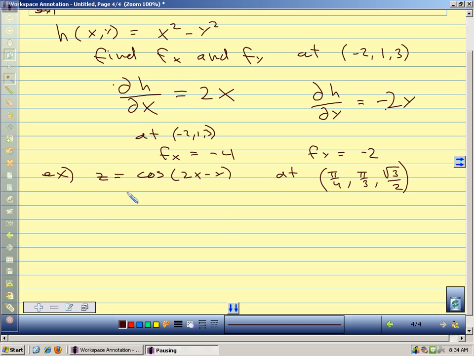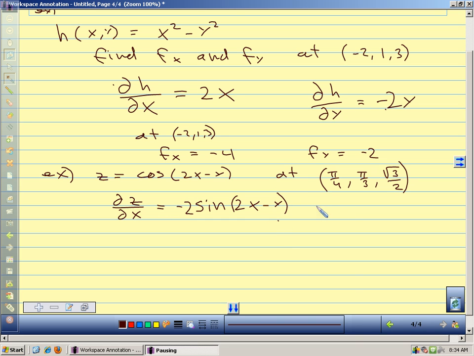So our partial with respect to x is going to be what? Minus sine 2x minus y. Are we missing anything? Times 2. So minus 2 sine 2x minus y. And at pi over 4, pi over 3, square root of 3 over 2, we're just going to substitute our x and y in here.